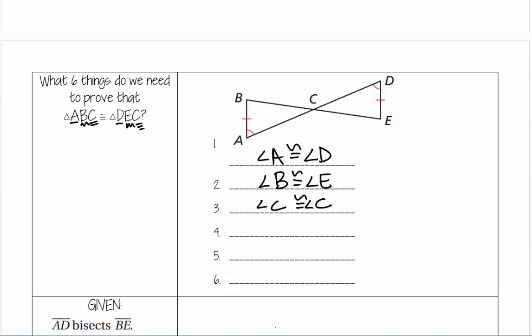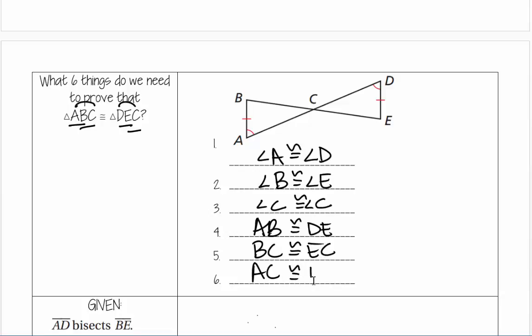And then we got to do the same thing with sides. So AB and DE need to be the same. BC and EC need to be the same. And finally, AC and DC need to be the same. Now once we have, oh wait, this should be a C. Once we have all of those, then we know that those two triangles are congruent.